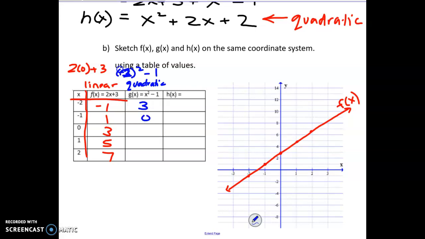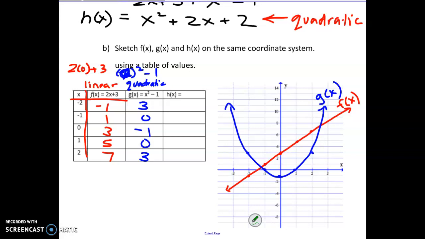Then we plug in 0. So 0 squared minus 1 is minus 1. Plug in 1 squared, subtract 1, I get 0. And plug in 2 squared minus 1, I'm going to get 3 again. So again, we're just going to plot these values on our grid. So your g of x function should look something like that.